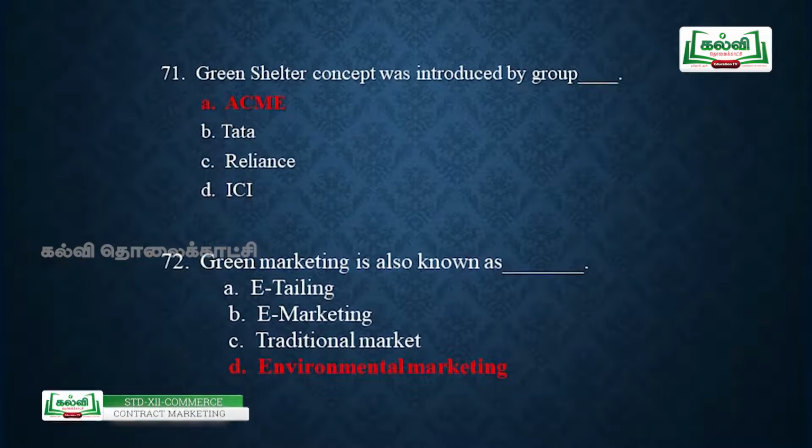Green marketing is also known as, we are having 4 options: e-tailing, e-marketing, traditional market, environmental marketing. Green marketing mainly aims to avoid the pollution, air pollution, water pollution. So, the exact answer is option D, environmental marketing. So, green marketing is also known as environmental marketing.